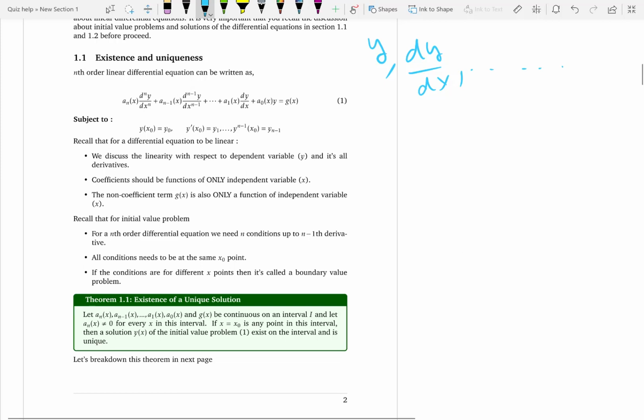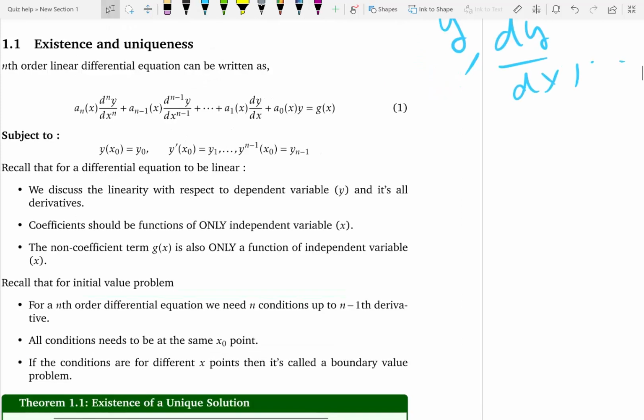Second thing is, the coefficients of those terms, y and all its derivatives, should be only functions of the independent variable, only functions of x. So here's a perfect model for a linear differential equation. You can see y to the power 1, dy over dx to the power 1, degree 1, here the n minus 1th derivative, but remember power 1. Here the nth derivative, power 1. So the first condition is satisfied.